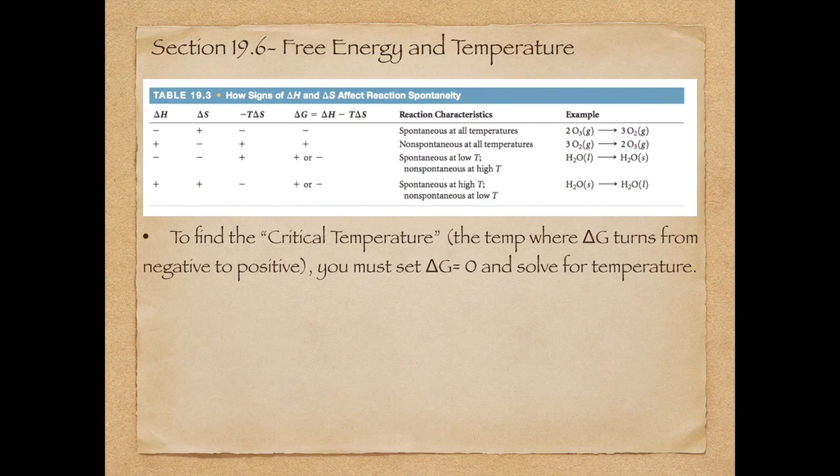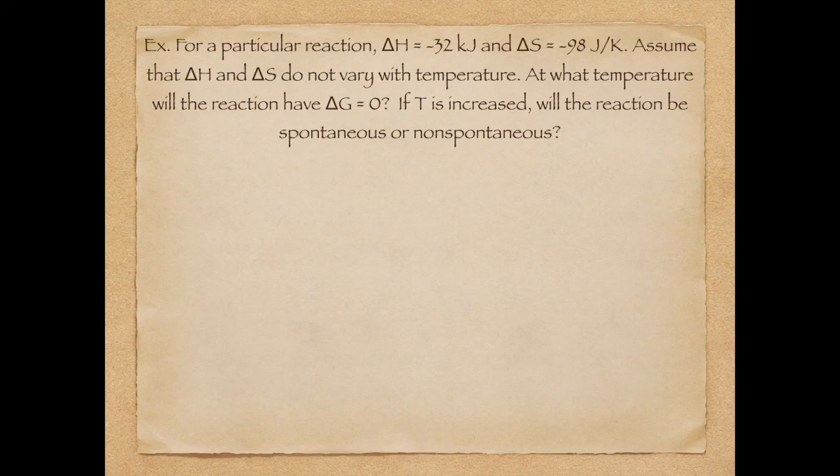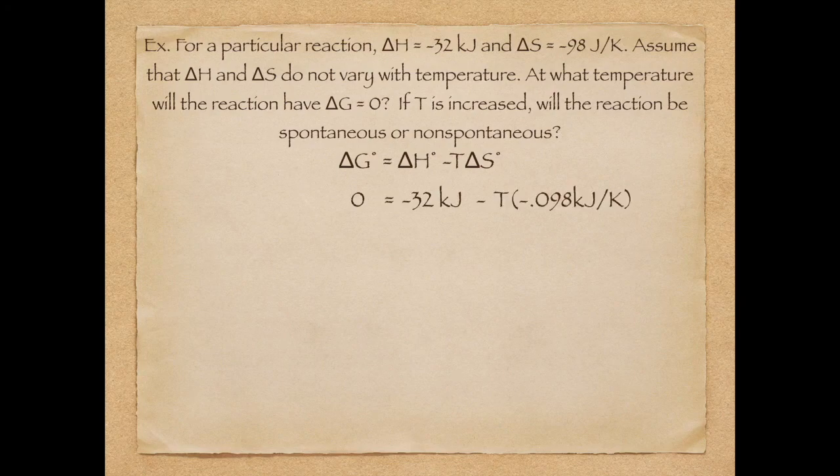So let's look at an example to make sure we understand what I'm saying. So here it gives you your enthalpy change and your entropy change, and it asks you at what temperature will the reaction have a delta G that's equal to 0. Okay? So I'm going to write this equation. I'm going to set my standard free energy change equal to 0. I know my enthalpy change is negative 32 kilojoules minus, I don't know what the temperature is, but I'm going to multiply that by my entropy change. Notice I converted my entropy to kilojoules versus converting my enthalpy into joules. And I'm going to just solve for my temperature.